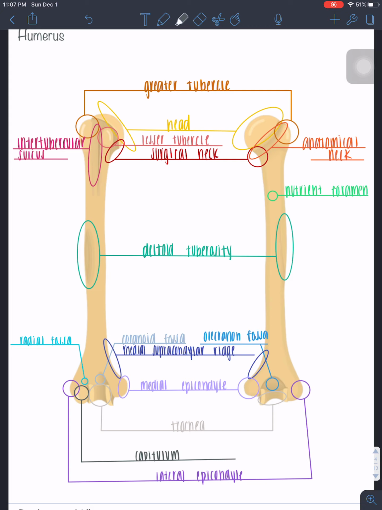Then we move on into the intertubercular sulcus. So if you can remember that there is a greater tubercle and a lesser tubercle, the intertubercular sulcus shouldn't be that difficult to remember. I almost dropped my Apple pencil. Okay, moving on. Whoops. There is a little nutrient foramen. And then there's the deltoid tuberosity.